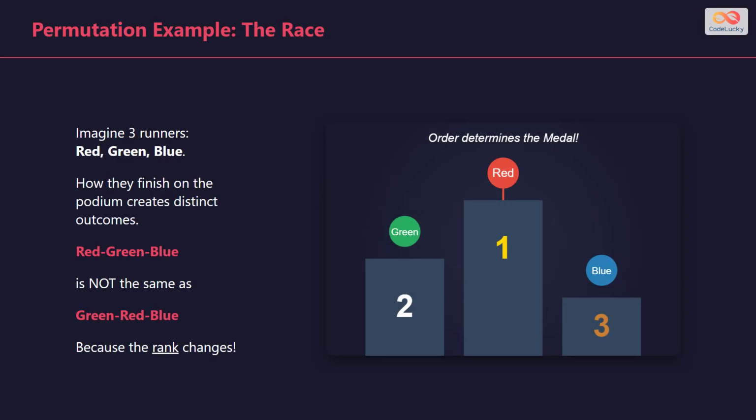Imagine a race with 3 runners: red, green, and blue. If red finishes first, green second, and blue third, that is one specific outcome. But if green finishes first, red second, and blue third, the group of runners is the same, but the outcome is different because the ranks have changed. This is a classic permutation scenario because the position matters.